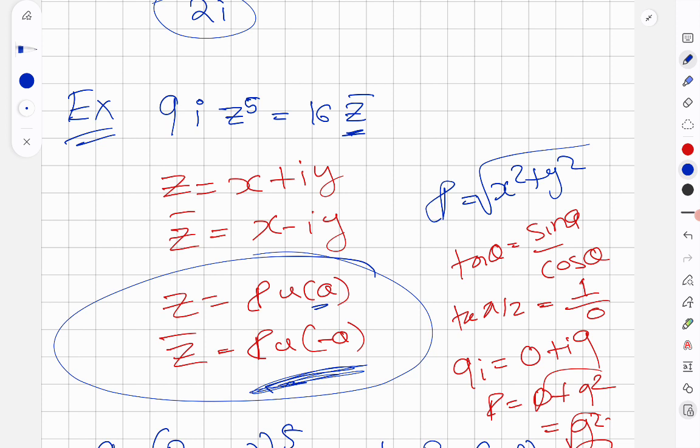Okay, now I get it. Here we cannot apply it directly. But I think you can also do it if you write it in this form, maybe 16z. Now you can directly apply it.